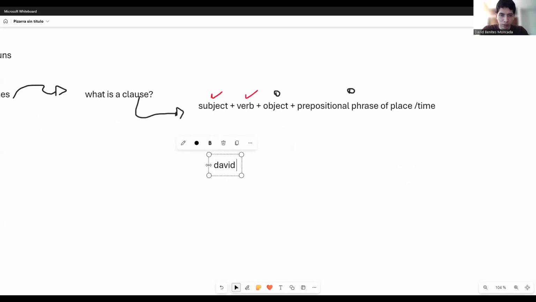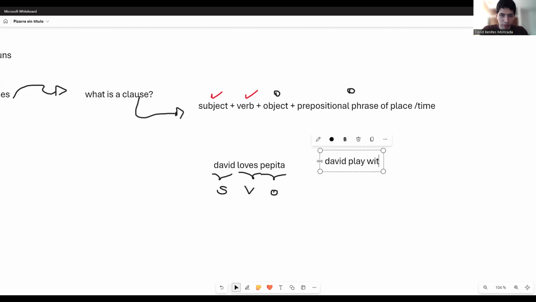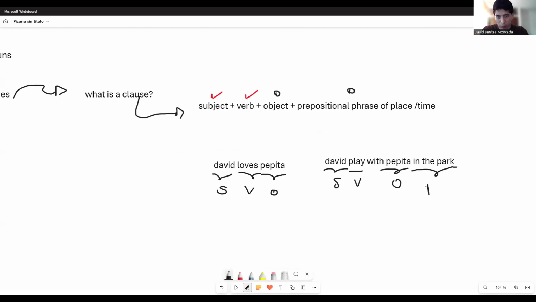David loves Pepita. So in this case, David is the subject. Loves is the verb. Pepita is the object. Now look at this part. David plays with Pepita in the park. So David is the subject. Plays is the verb. Pepita is the object, and in the park is the prepositional phrase of place.